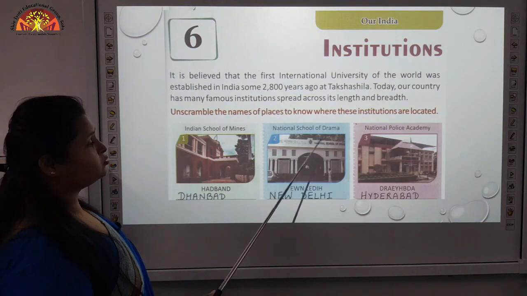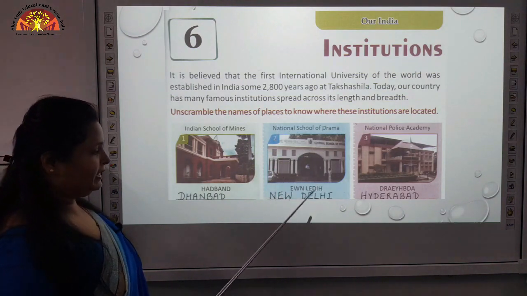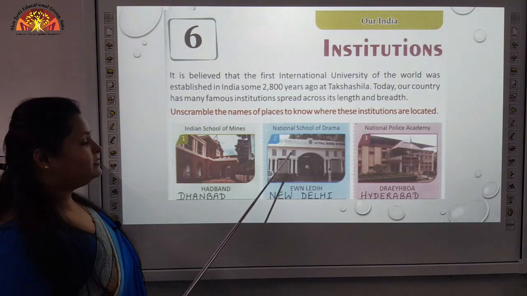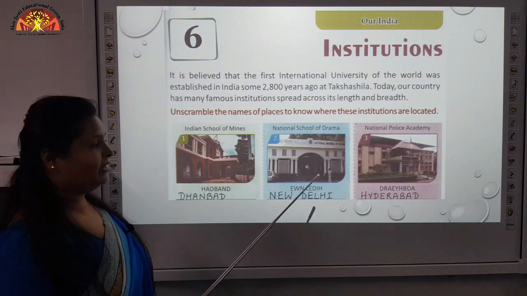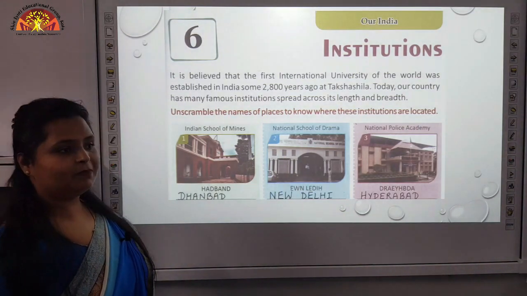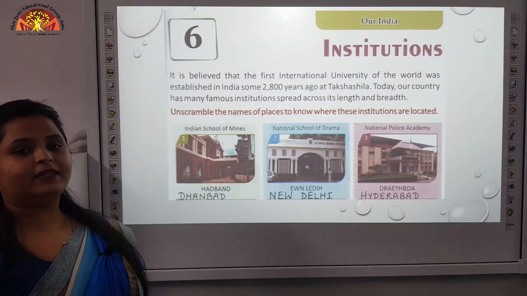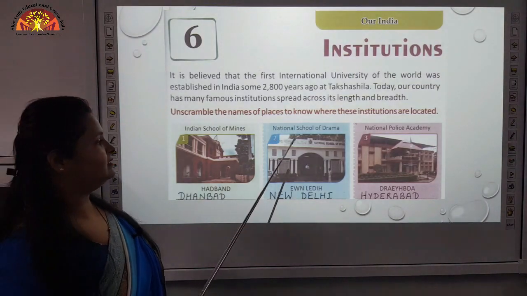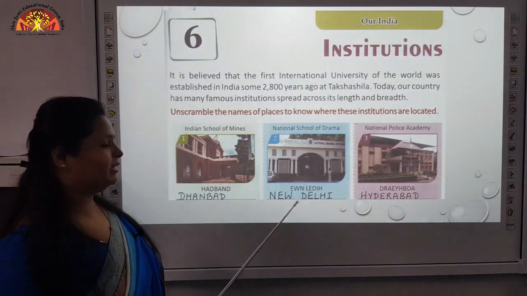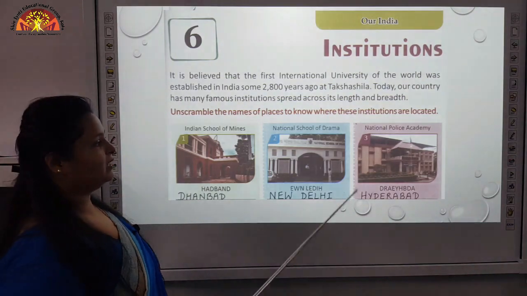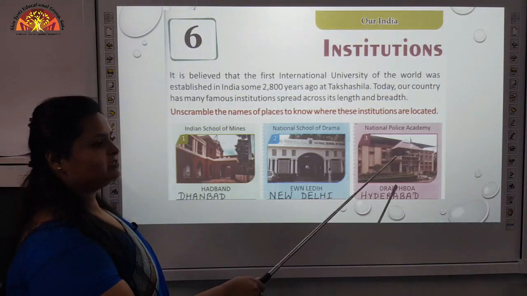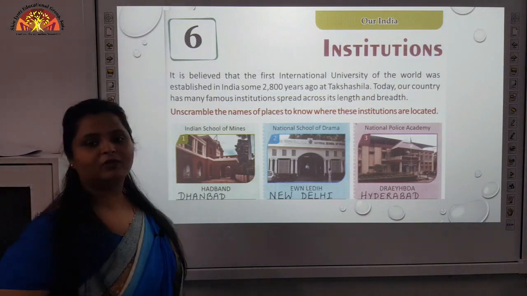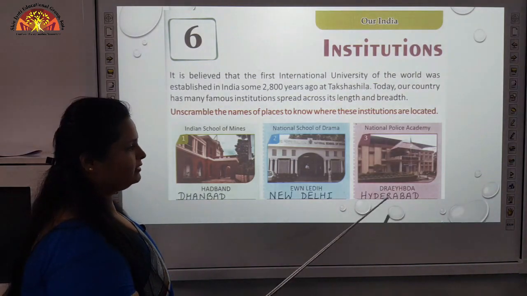Next, National School of Drama. It is situated in New Delhi. This institute provides training in theatre and filmmaking. Okay, filmmaking and theatre training is provided by this National School of Drama in New Delhi. Next, National Police Academy. This National Police Academy is situated in Hyderabad.